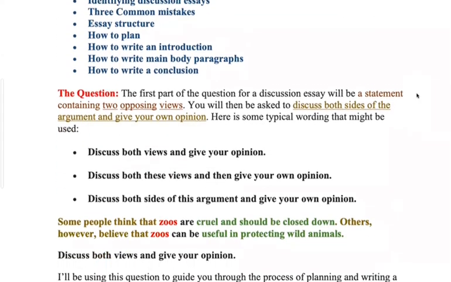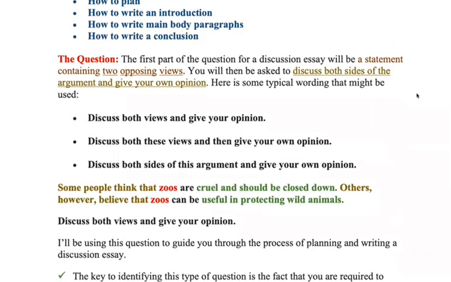Let's have the question in our discussion essay. The first part of the question for a discussion essay will be a statement containing 2 opposing views. So you have 2 views, one is opposite the second one. You will then be asked to discuss both sides. So you need to discuss both sides of the argument, and give your own opinion.